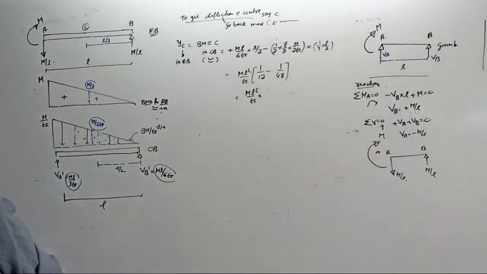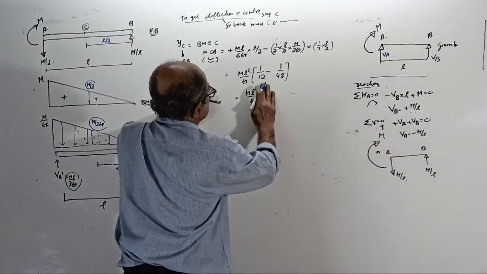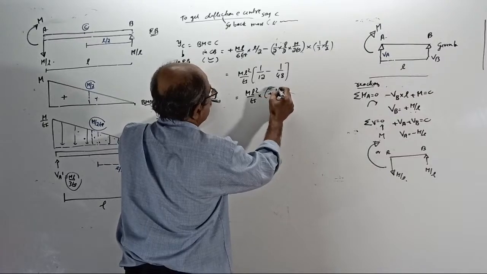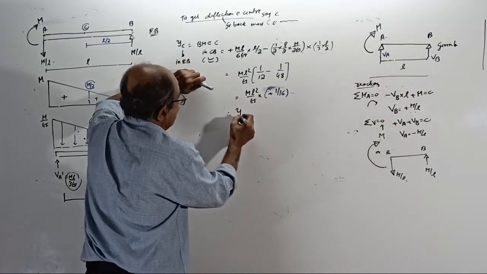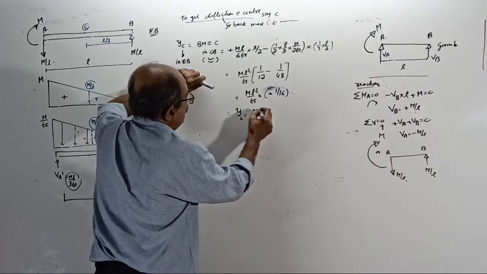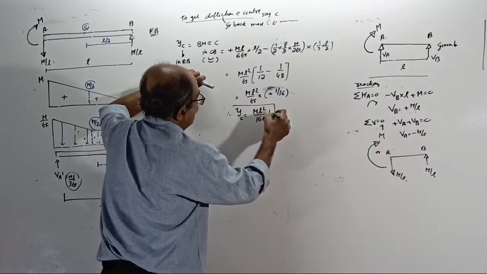1 by 16. I hope I can finish Y max today. 1 by 16 plus 1 by 16 plus 1 by 16. Therefore, deflection at center equals ML square by 16 EI, down, is the answer.